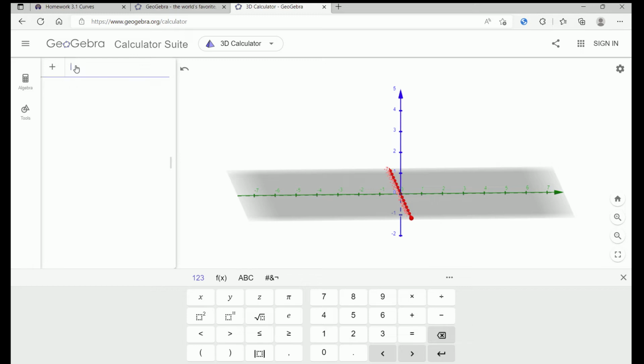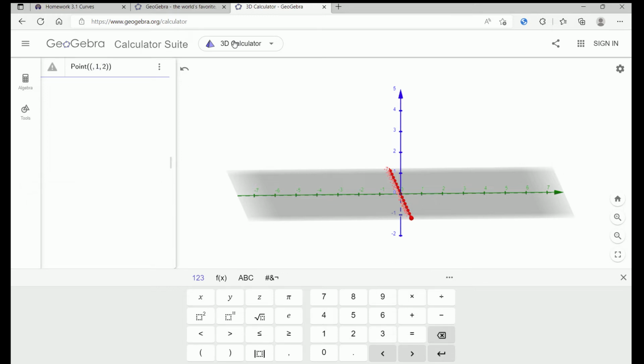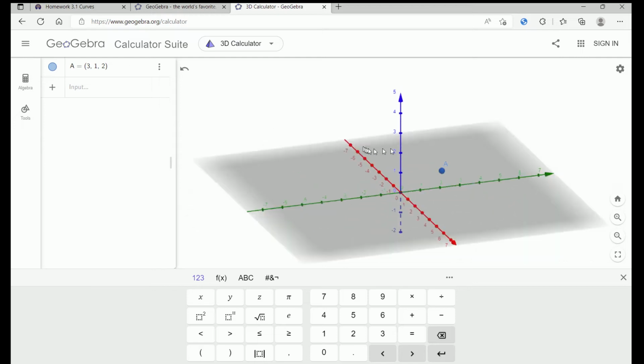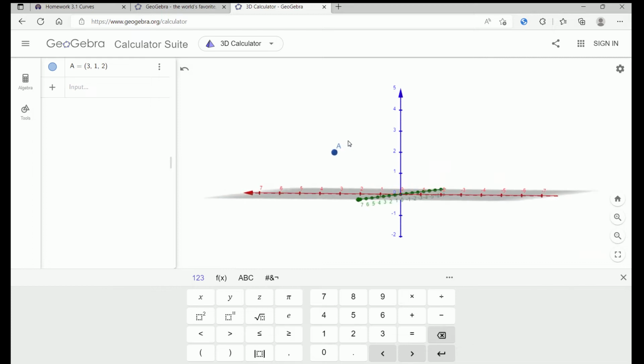The commands that you use are just what you're trying to plot. So if I'm trying to plot a point, I don't think you say point. I'm changing it. Sorry. 3, 1, 2. Okay. So you can do a point pretty easily. Rotate this in space by clicking and dragging around in the window. That's easy. If you want a vector, you can do that too.